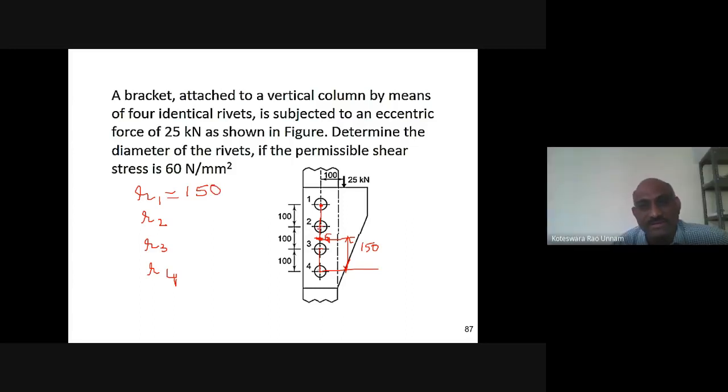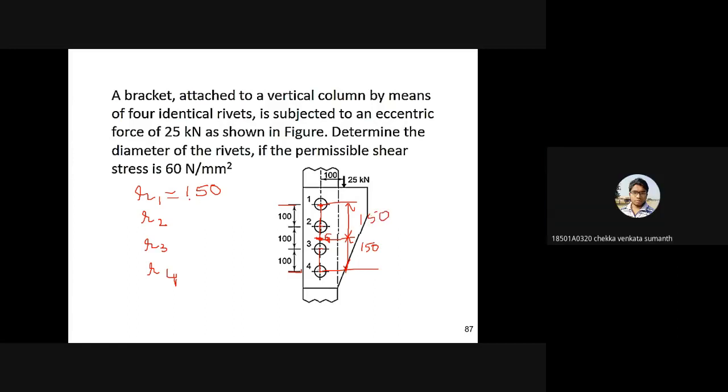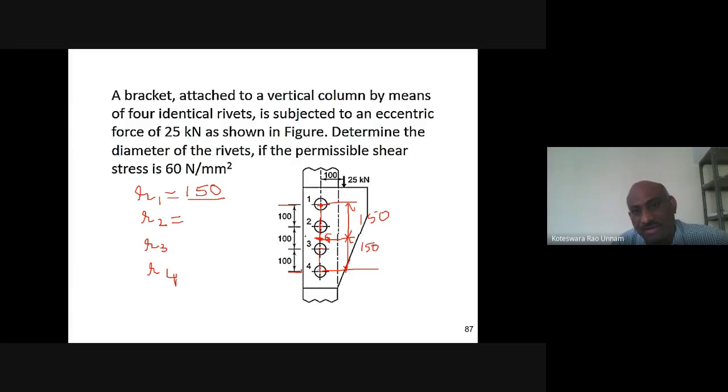So from this point to this point it is 300, and up to this point it is 150. Then the remaining value is going to be only 150. Your R1 is 150. Then R2 means the center of gravity to this rivet. So what is this value? It is 50. From this point to this point, it is exactly the center. So it is 50. Then what is the R3 value? That is also 50 only.